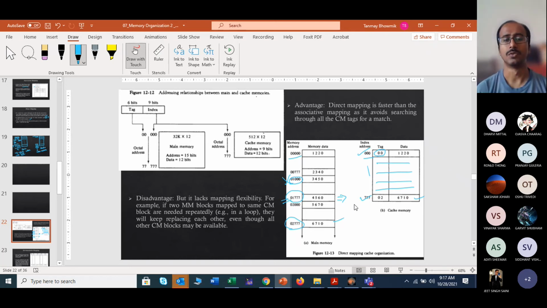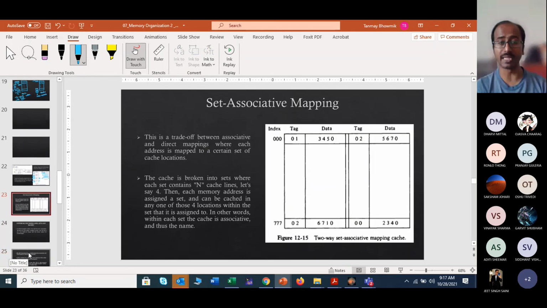That is the point that has been written: they will keep replacing each other even though all the other cache memory blocks may be available. Whether they are available or not, you cannot use them unless you replace the same index location. So that is the disadvantage of direct mapping. The next point is set associative, but it is 9:17, so it will be better if I start set associative next day.